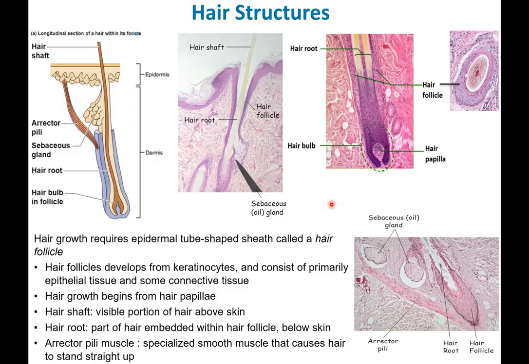Now, our next accessory structure is the hair follicle, which is a tube-like sheath that functions in the production and nourishment of hair and is essential for the maintenance of hair growth. Since hair follicles develop from keratinocytes of the epidermis, this means hair follicles will be largely composed of epithelial tissue with a smaller proportion of connective tissue.